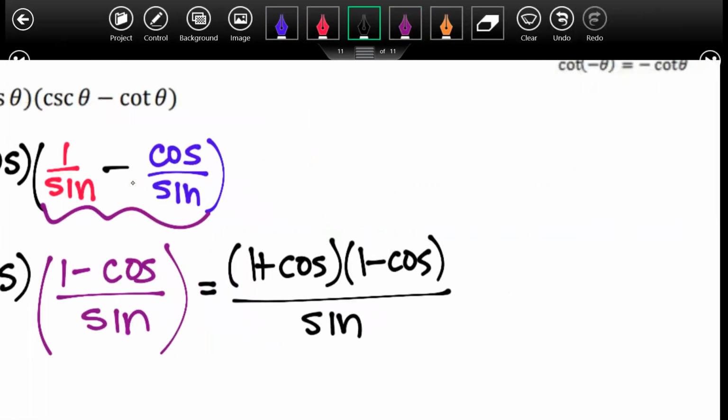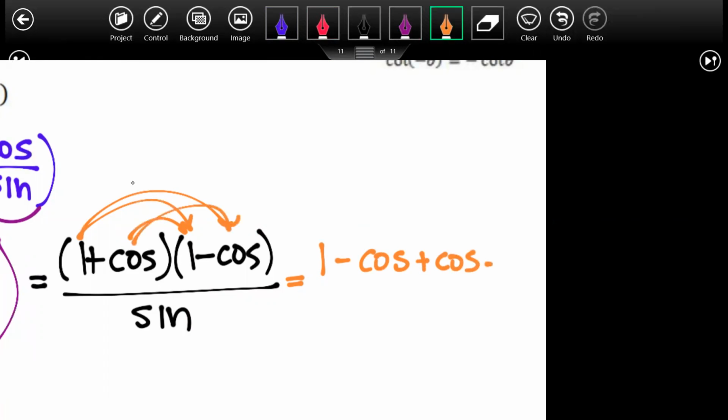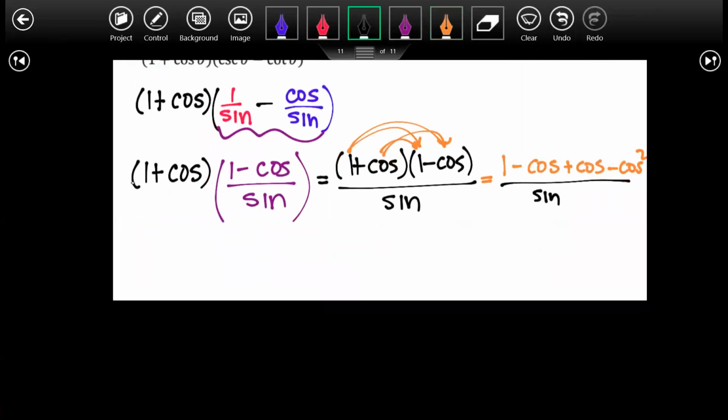What do I do here? FOIL. First, outer, inner, and last. Still over sine. Now from here, running out of room, you see my little plus sign right here is going to be my sign right here.